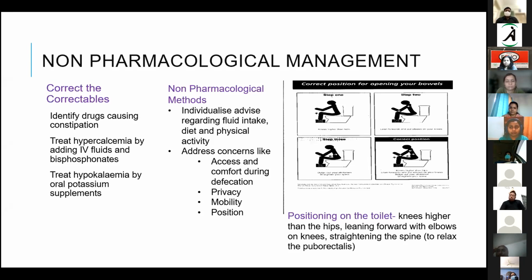Addressing other concerns: sometimes we see patients not living in a separate room, they're in a cramped environment or in an open general ward, and the patient is unable to walk. They will have issues concerning privacy, access or comfort during defecation, and the position while they are passing stools can also affect this. And the patient may not say it out, that because I have people around me, that's why I'm not passing stools. They might just complain that I've not passed stools for 4 or 5 days.